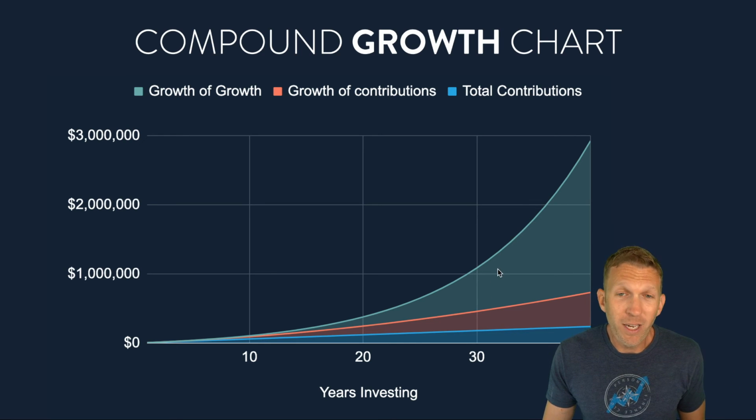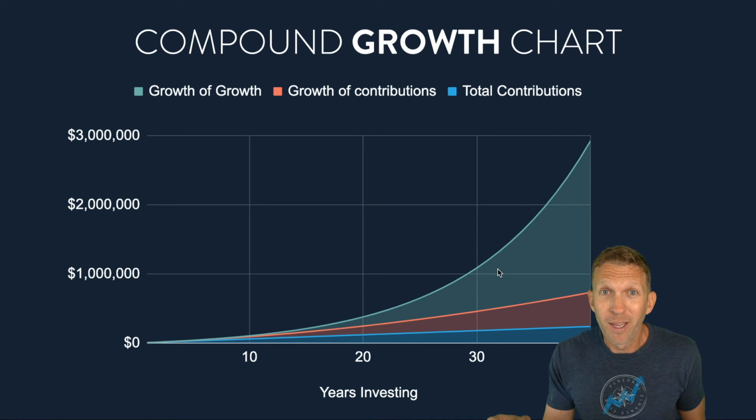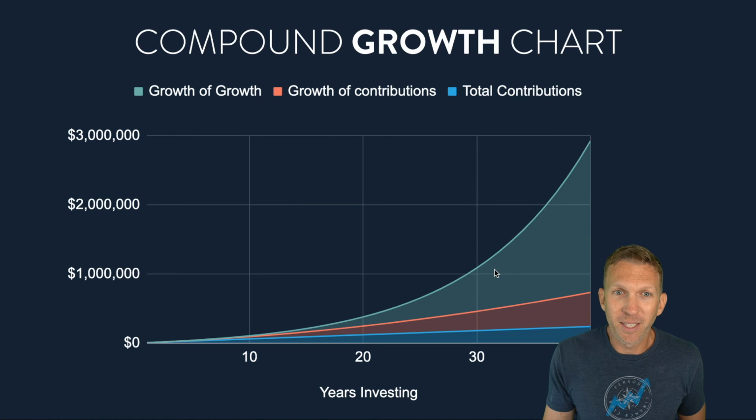And then this green is the growth of the growth. That's what starts as 60 bucks, that little tiny seed that's too small to even see back here. As time goes on, it becomes the biggest portion. In fact, it's like over 2/3, whereas what you put in is less than 10%.